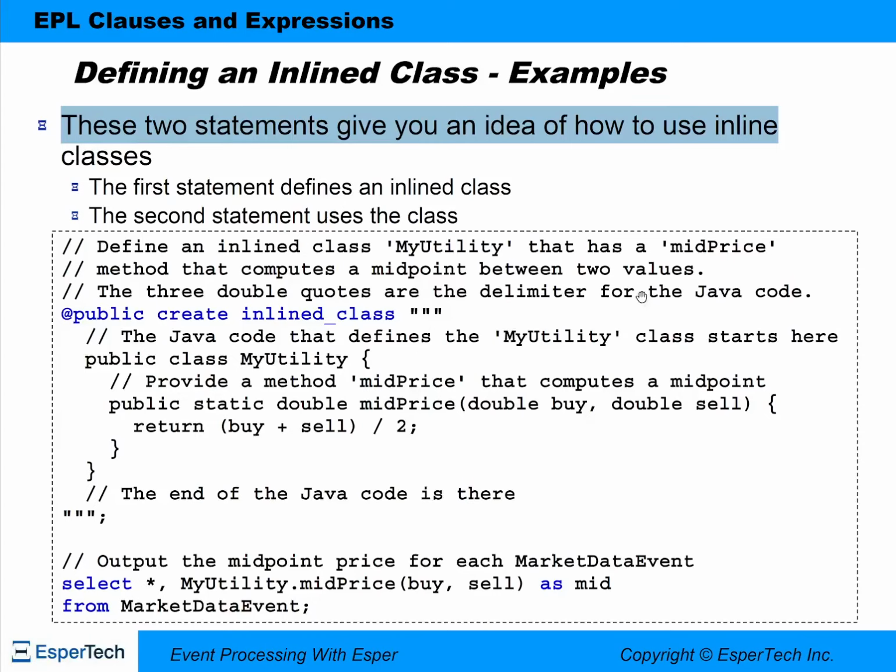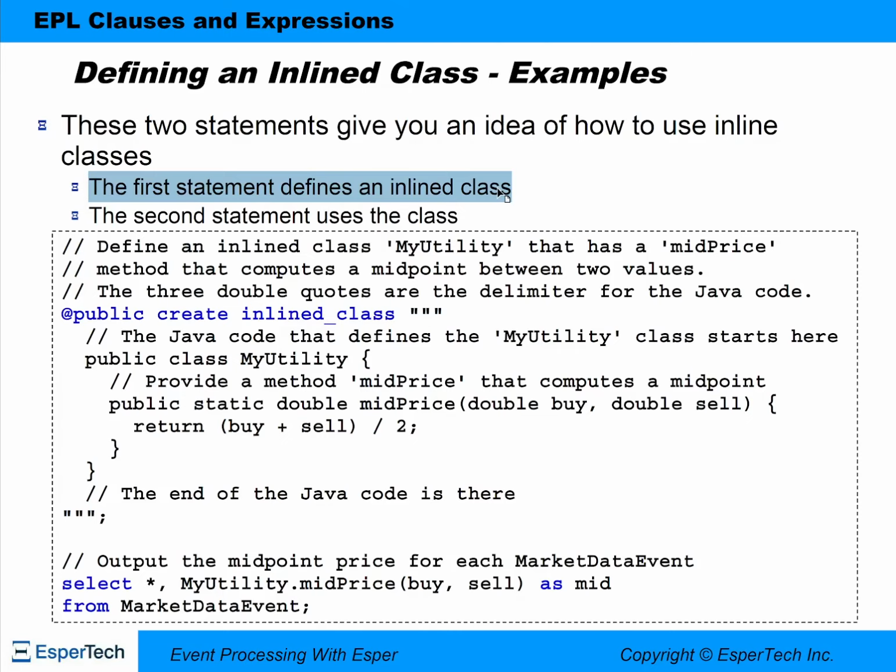These two statements give you an idea of how to use inline classes. The first statement defines an inline class. The second statement uses the class. The first statement defines an inline class myUtility that has a mid-price method that computes a midpoint between two values. The 3 double quotes are the delimiter for the Java code.